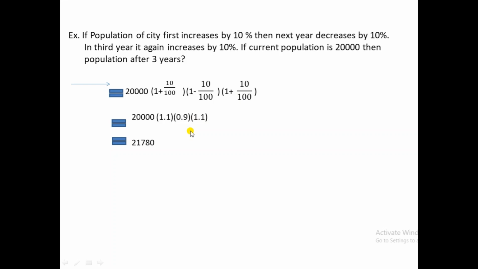So we just have to multiply all the elements at a time and we'll get the resulting population. So 20,000 into this fraction, which is 1.1, this 0.9, and this 1.1, and in total we get 21,780. So this is going to be the effective population.